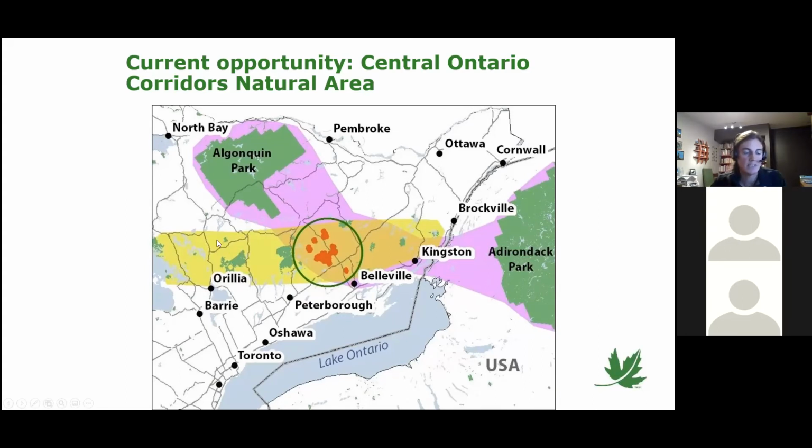And if you zoom out on a continental scale, you can see it's quite an important connection area between lots of different types of ecosystems, in fact. I'm just going to flip to the next slide.